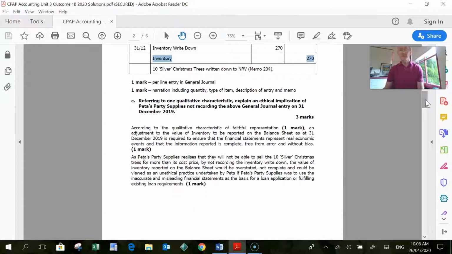So talk about what faithful representation means, removal of bias, making sure your accounting records are accurate, represents or reflects a real-world economic event, that is what they're currently worth, and the impact if I don't adjust it on my balance sheet reporting and misleading information influencing users of the data. But overall, not too bad.